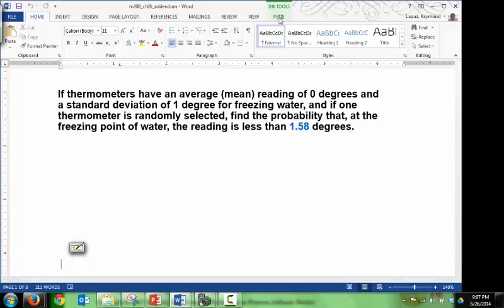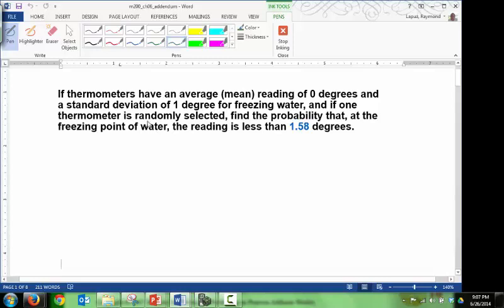So there's a couple of things to watch out for. First of all, you are given a mean and a standard deviation. And the mean is 0 and the standard deviation is 1. So this must be a standard normal distribution problem. So you're given a mean and a standard deviation. And they want you to find the probability that the reading is less than 1.58.